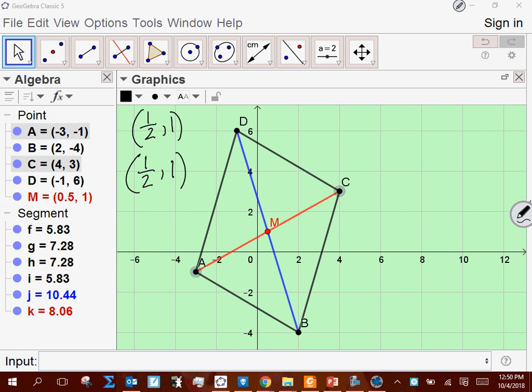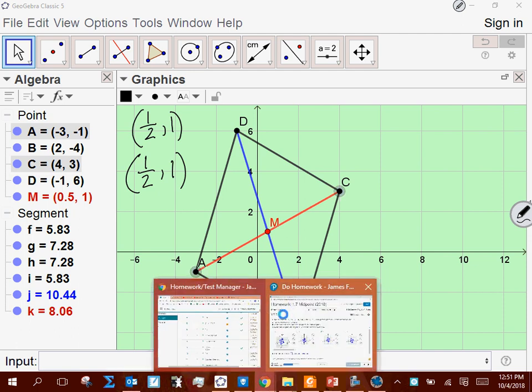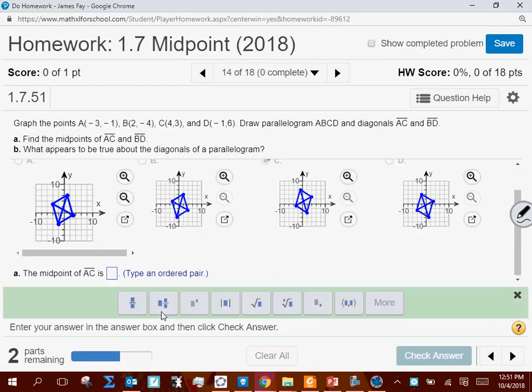And because it's on the red one, at the midpoint of the red one, it tells us that the blue segment is also a segment bisector of the red one. Okay? So it tells us, and this is what the last question was targeting, when we look at the question. Okay, so what do we get? What did we say that was? 1/2, 1.